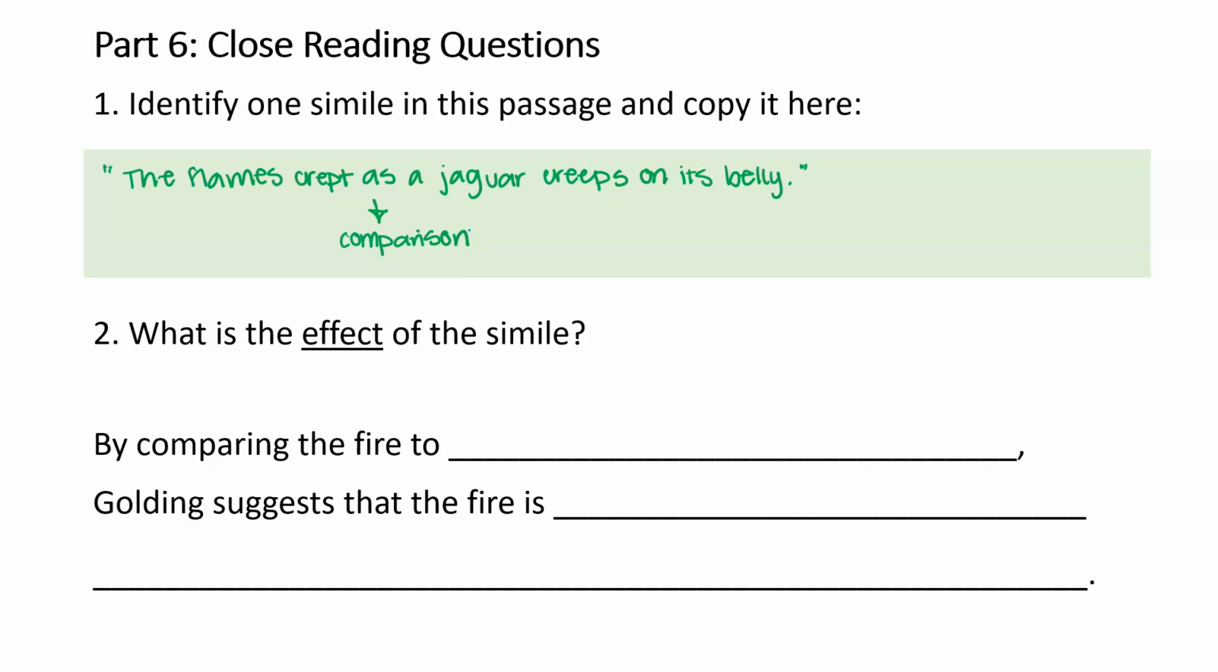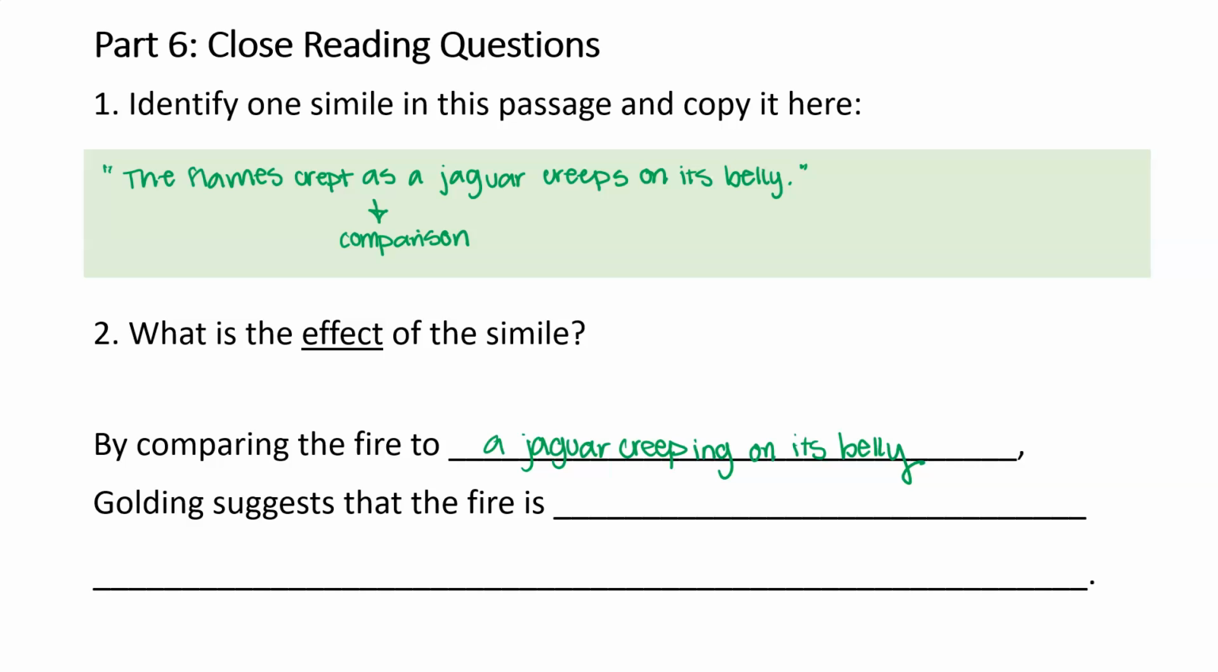What is the effect of the simile? So to help you start to analyze effects, I've given us a sentence frame to fill in. So by comparing the fire to a jaguar creeping on its belly, Golding suggests that the fire is, so he's suggesting the fire is something like a wild animal, but it's also a wild animal that's hunting its prey, so that there's something predatory about the fire, and it's going to take over the forest and maybe eat it and destroy it the way a jaguar would eat and destroy its prey.